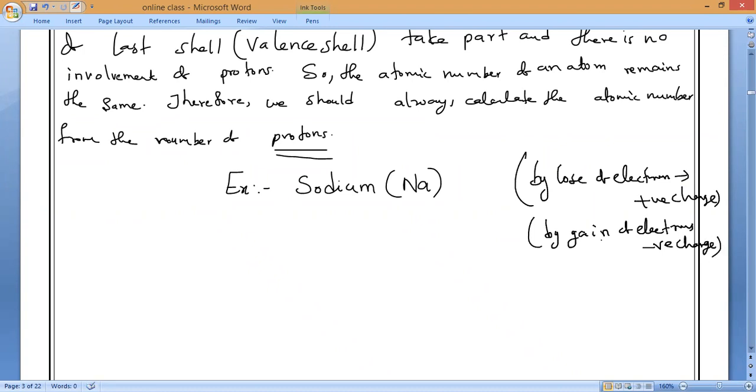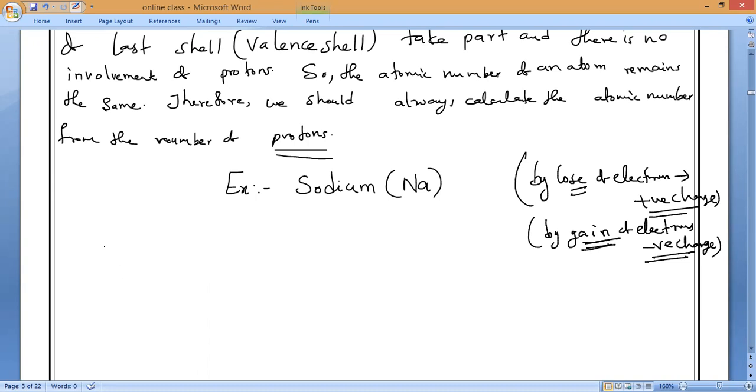Please remember, gain means receiving electrons and loss means donating electrons. By donating, the atom turns into a positive charge, and by receiving or gaining, the atom turns into a negative charge. So if we take a sodium atom, how many electrons will it lose? It will lose one electron and acquire one unit of positive charge during the chemical reaction.